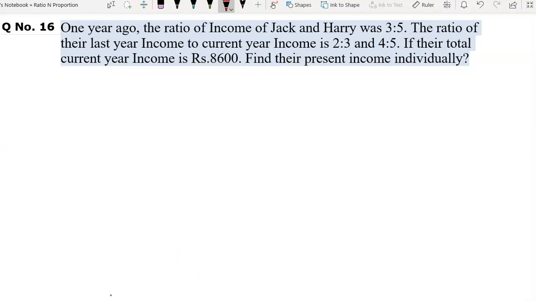Question number 16. 1 year ago, the ratio of income of Jack and Harry was 3:5. The ratio of their last year income to current year income is 2:3 and 4:5. If their total current year income is rupees 8,600, find their present income individually. So in this question, we have Jack and we have Harry. And the question says the ratio of their last year income is how much? 3:5.